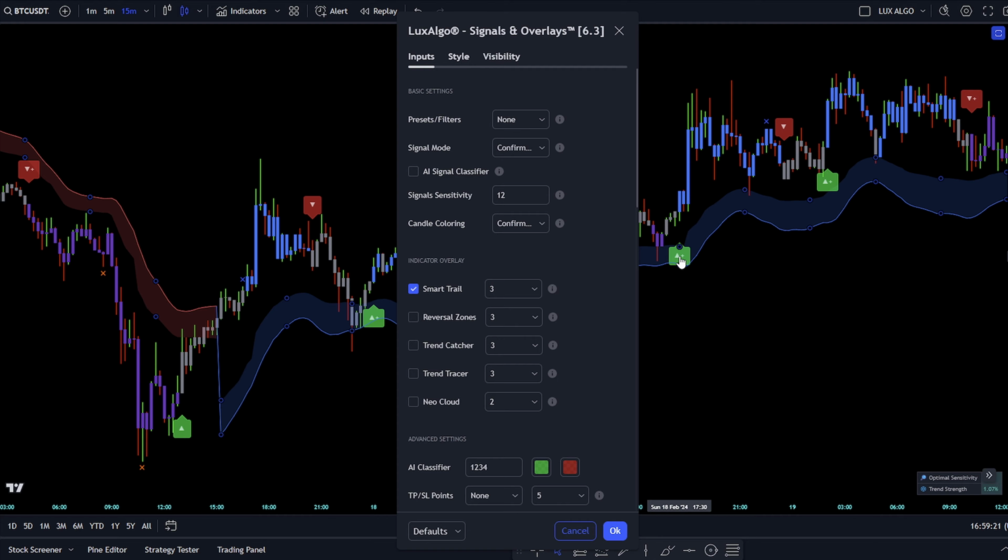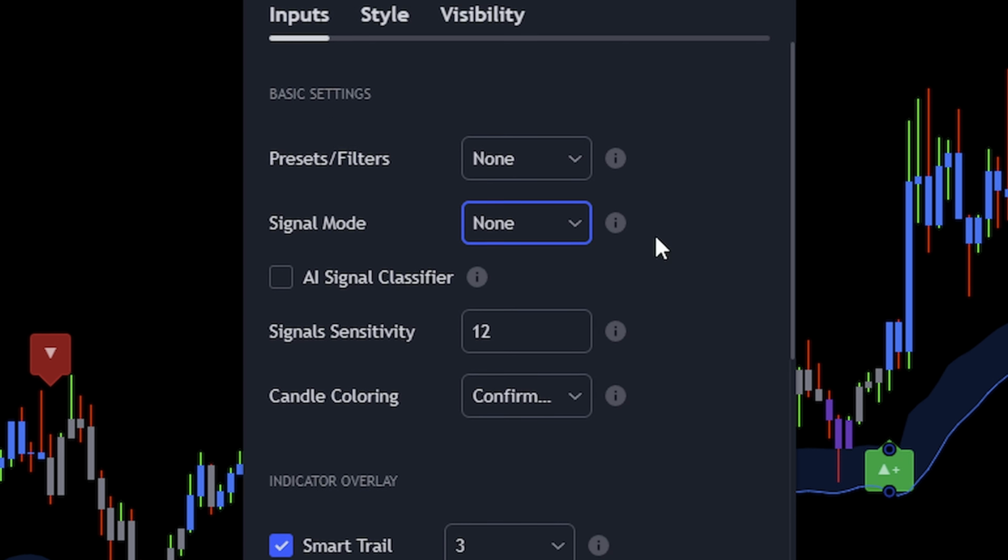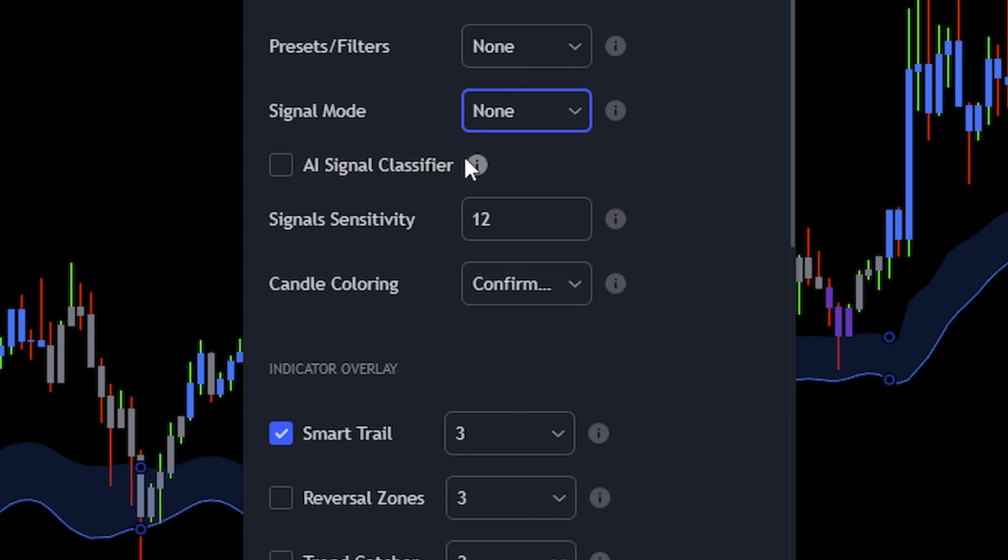Now let's open the settings and adjust them. First, let's take a look at the basic settings. For the presets and filters, we want to use none. For the signal mode, we also want to use none, and we do not want to use the AI signal classifier, so make sure this option is disabled.